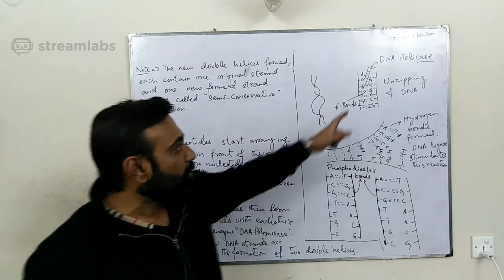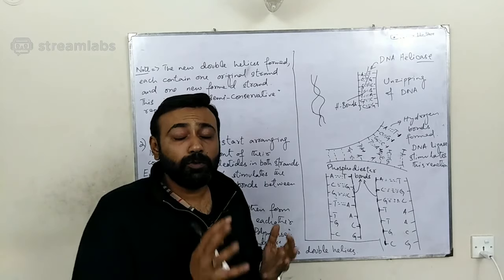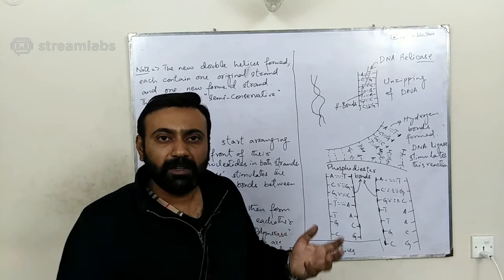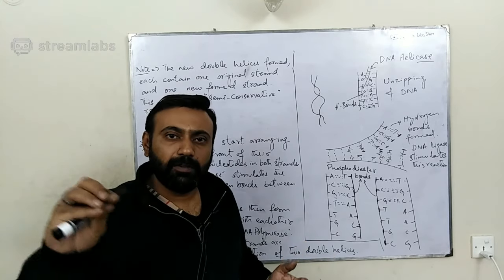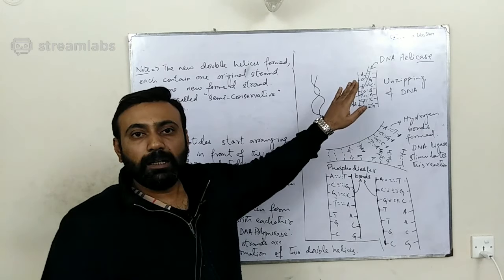Because if the hydrogen bonds do not break in the beginning, how are the new nucleotides going to arrange themselves in front of the old nucleotides? It would never take place. So the life would end with one cell. That is why it has to.